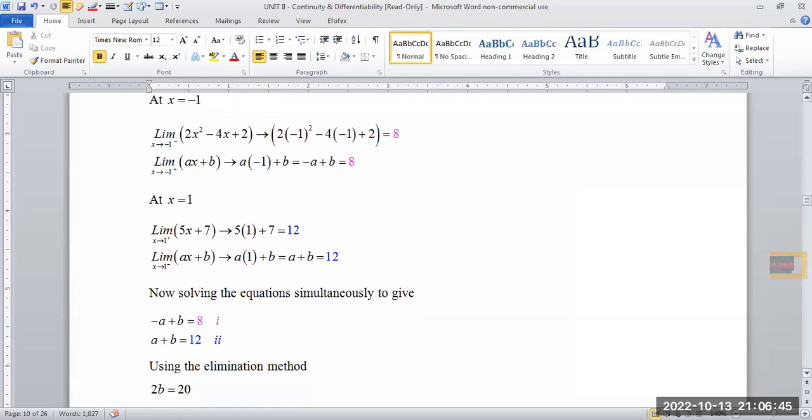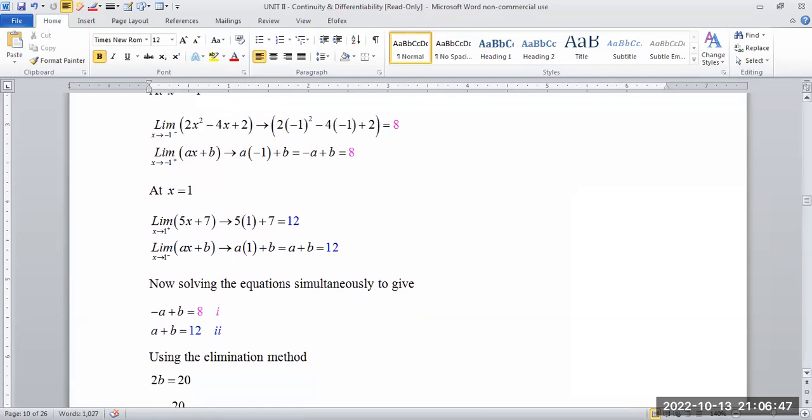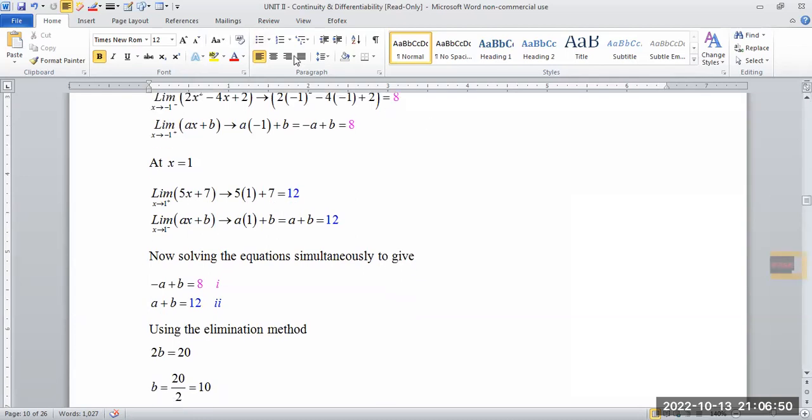So I'm going to be using the elimination method. This is what the elimination method says, and most times you can use the elimination method. I'm looking at my terms and seeing how I can eliminate one in order to solve the other. I'm eliminating one to solve the other.